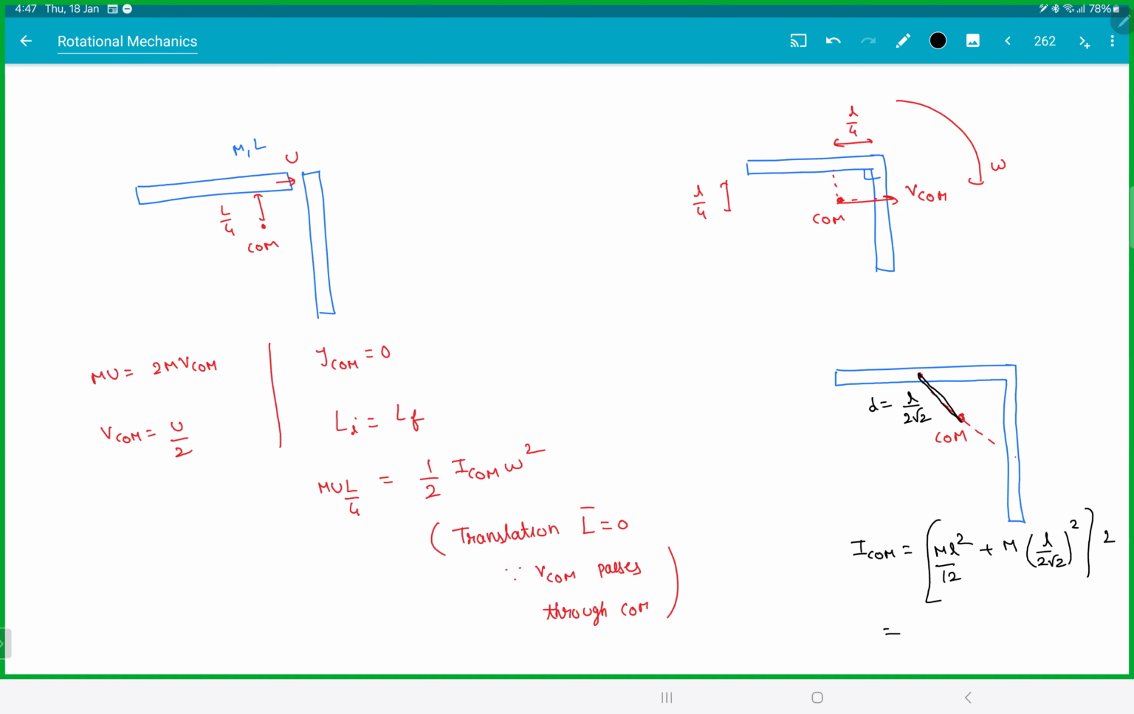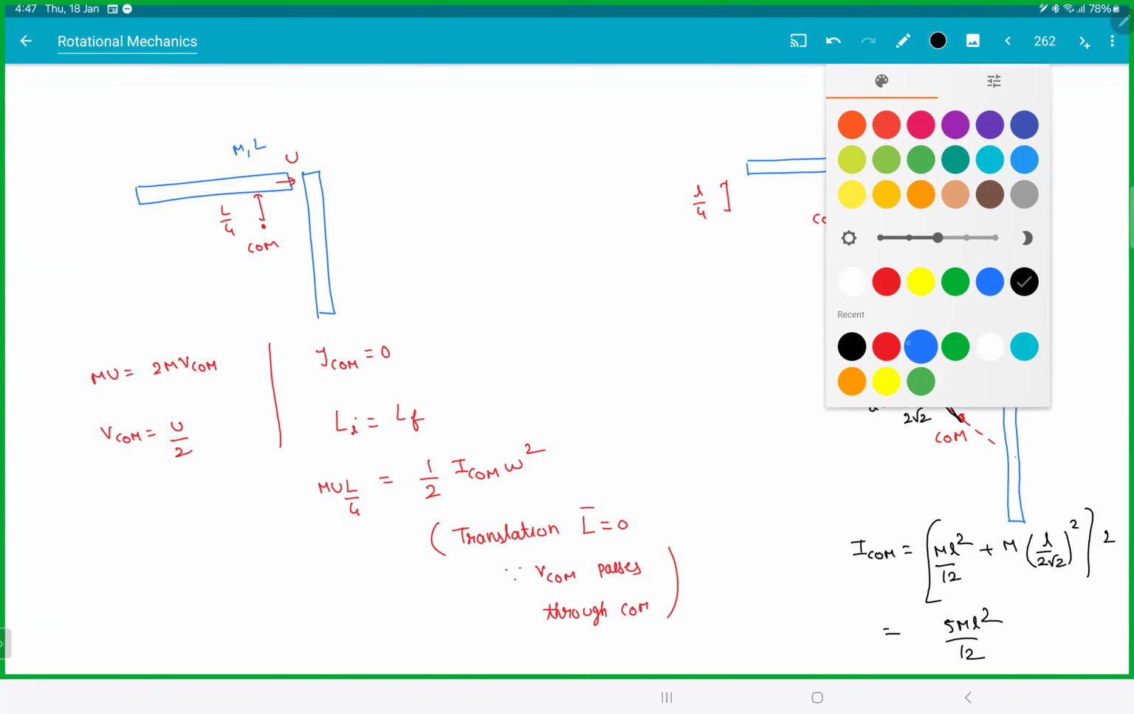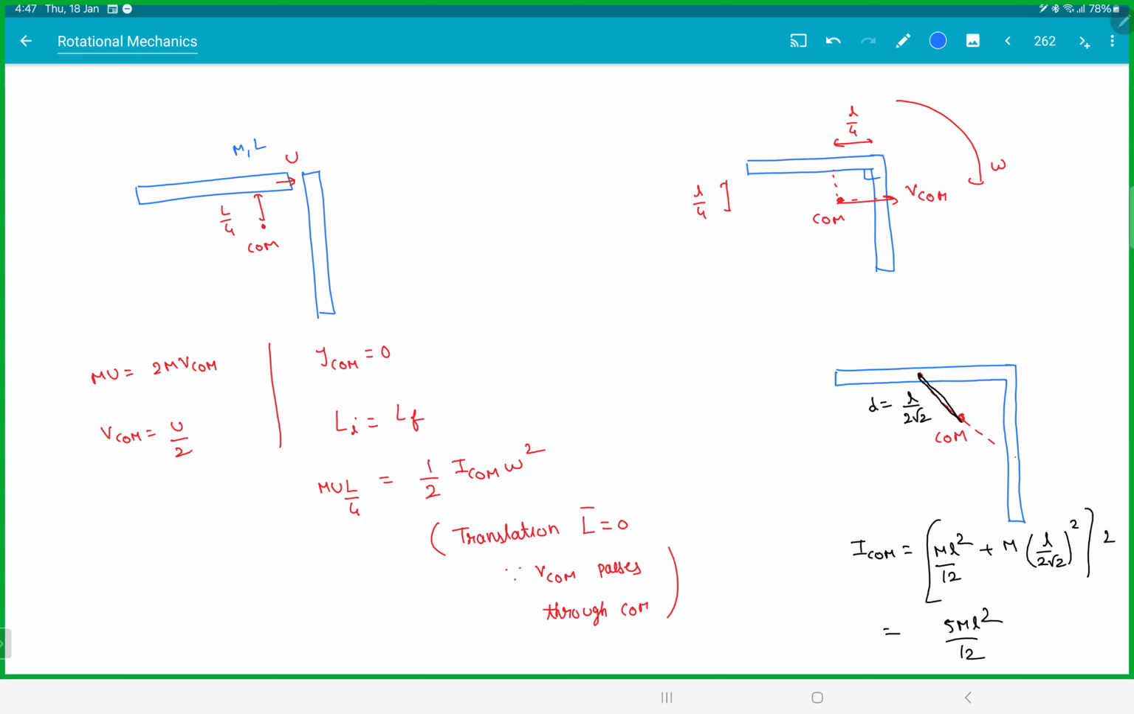कितना आएगा ये? In that case ml square by 8. 1 by 6 plus 1 by 4, that is 10 by 24, 5 ml square by 12, and you're done. So MUL by 4 is half 5 ml square by 12 omega square. There you get omega from here. 6 होगा वो, that is 6U by 5L.